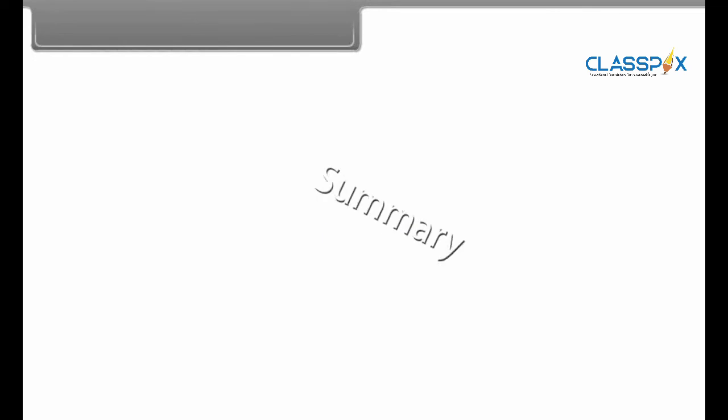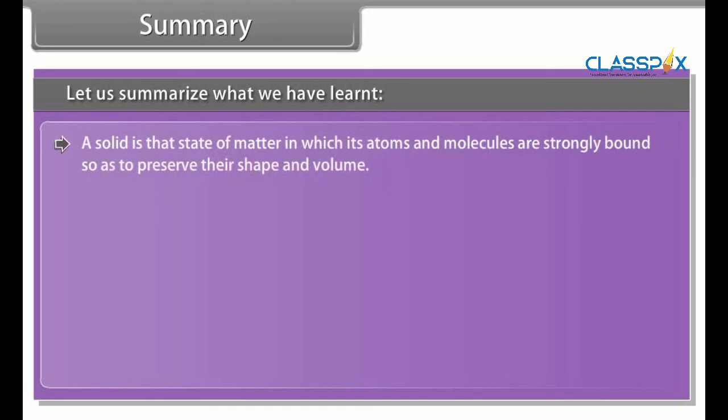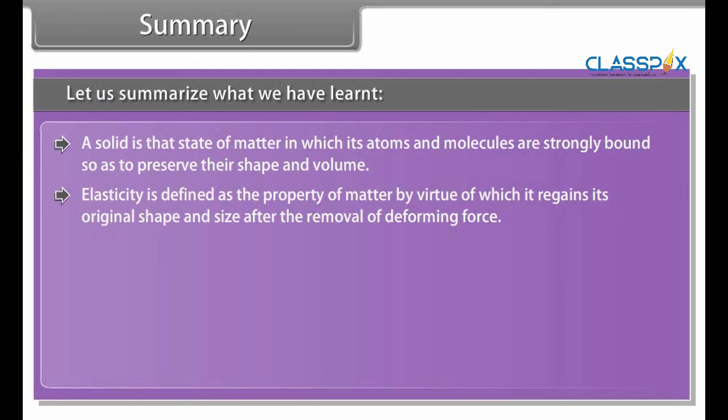Summary. Let us summarize what we have learnt. A solid is that state of matter in which its atoms and molecules are strongly bound so as to preserve their shape and volume. Elasticity is defined as the property of matter by virtue of which it regains its original shape and size after the removal of deforming force.